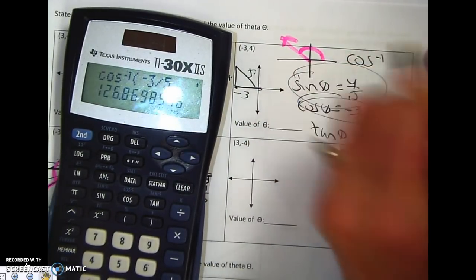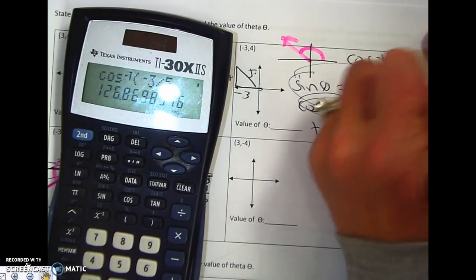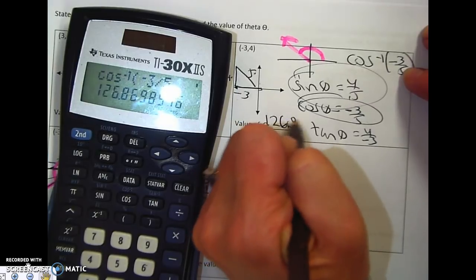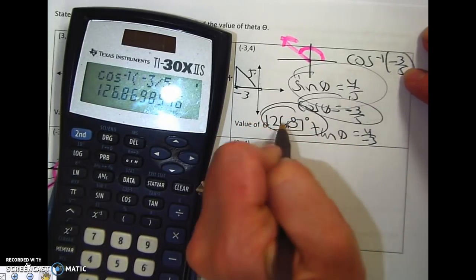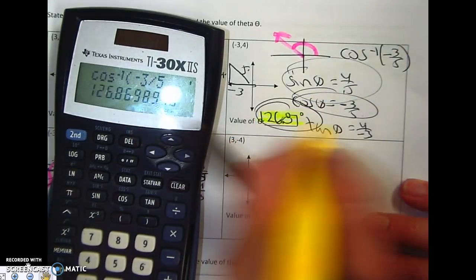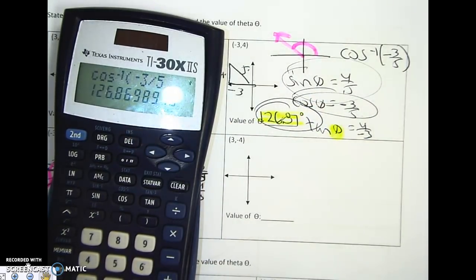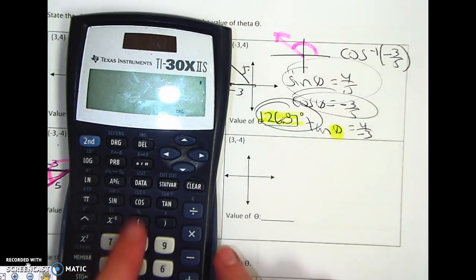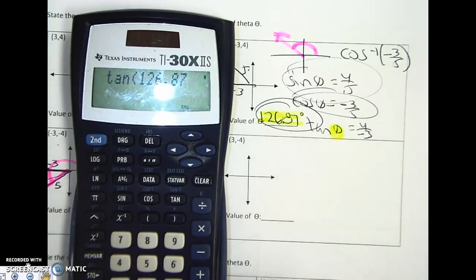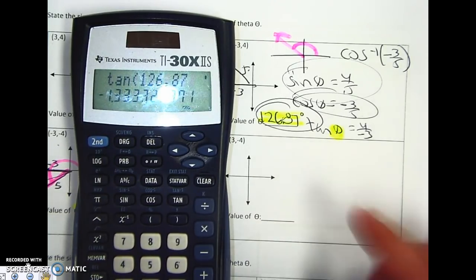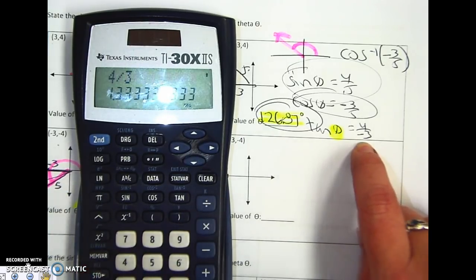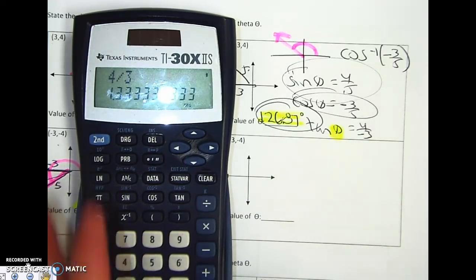So I did inverse cosine of negative 3/5. And it gives me the answer, 126.87 degrees. Now let's say you don't believe me or you want to check. I could take this and plug it in for tangent. Remember, it's rounded. So I'm going to go tangent of 126.87, and I get negative 1.33. If you go 4 divided by 3 in your calculator, it's 1.33. That's how I know that I'm right.